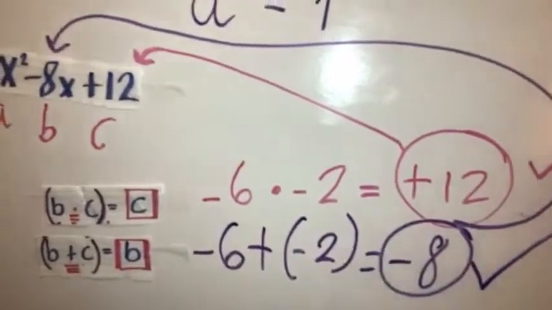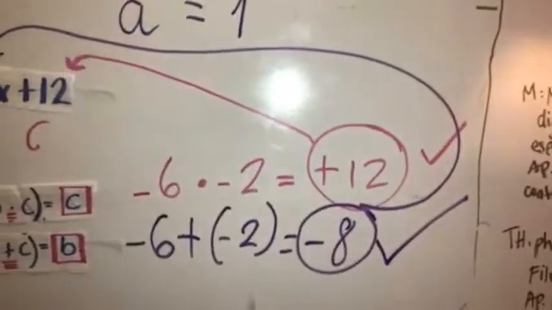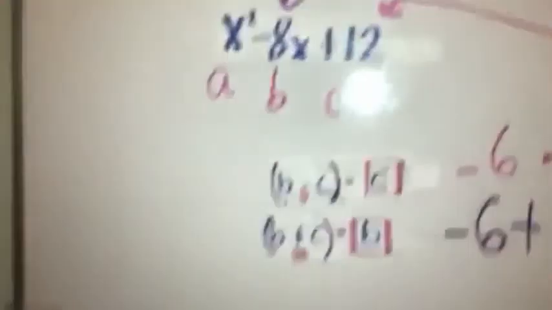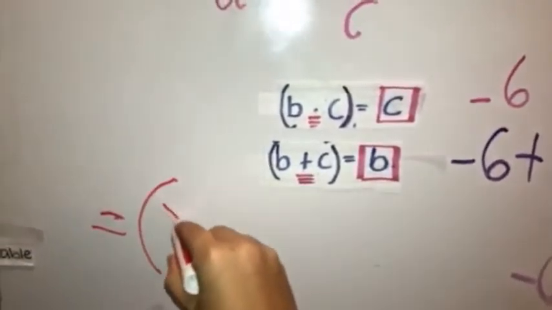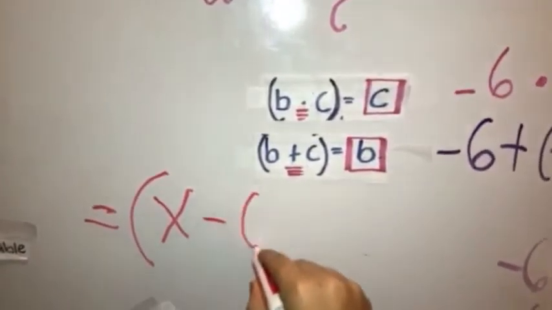And lastly, you put those two factors in a parenthesis each one. You start by putting x and then your factors that can be positive or negative.